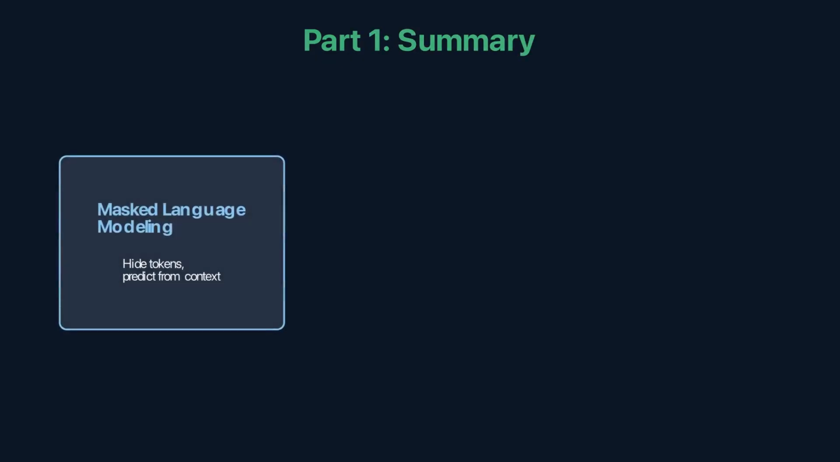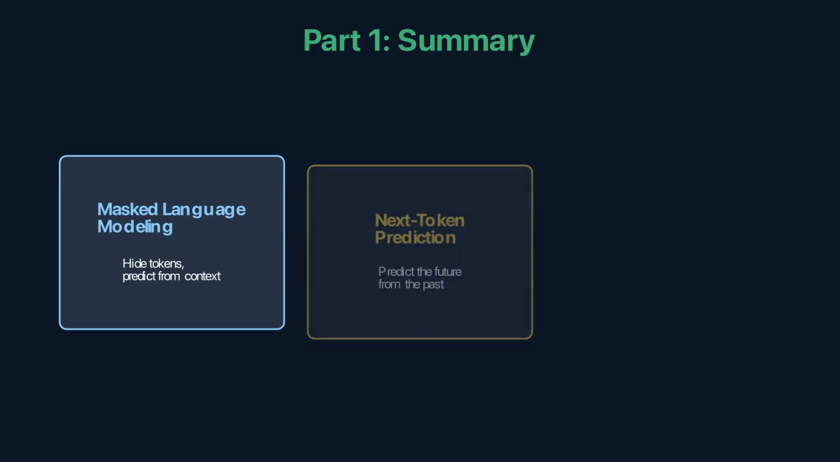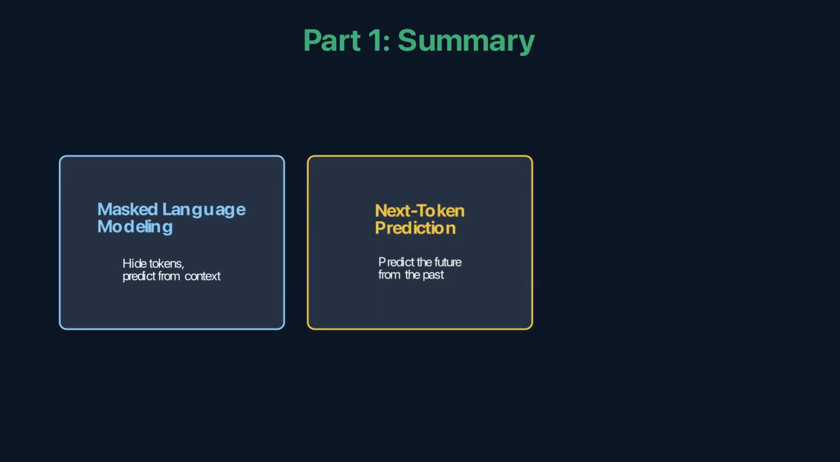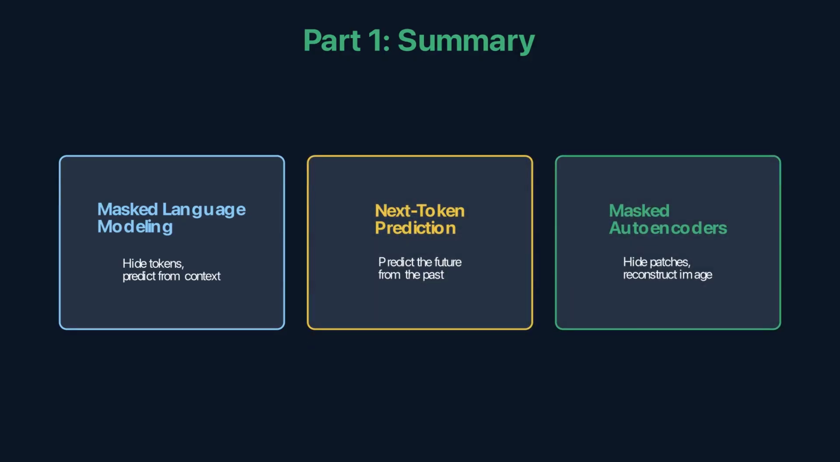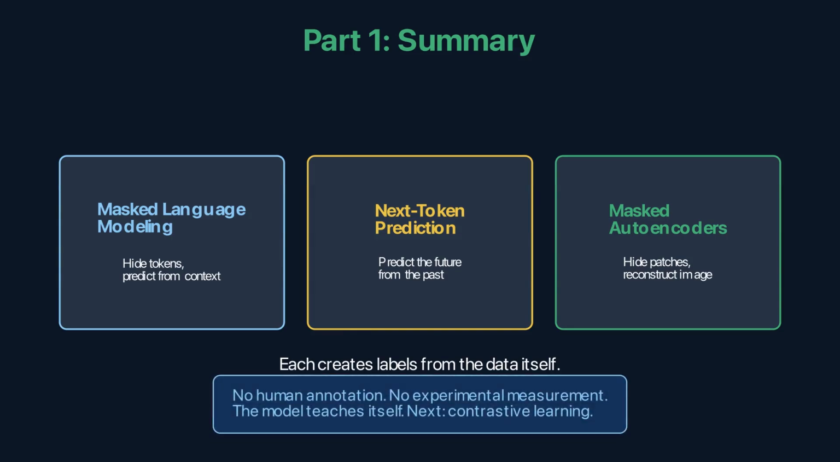Masked language modeling: hide tokens, predict from context. Next token prediction: predict the future from the past. Masked autoencoders: hide patches, reconstruct the image. Each creates labels from the data's own structure. No human annotation. No experimental measurement. The model teaches itself by solving prediction puzzles. Next, another self-supervised paradigm: learning from similarity.